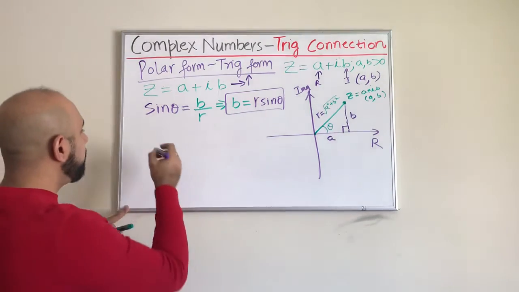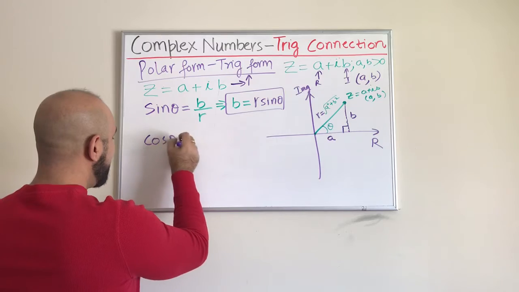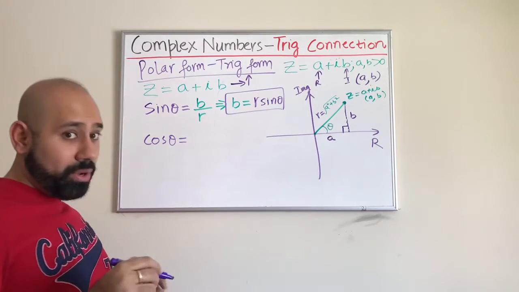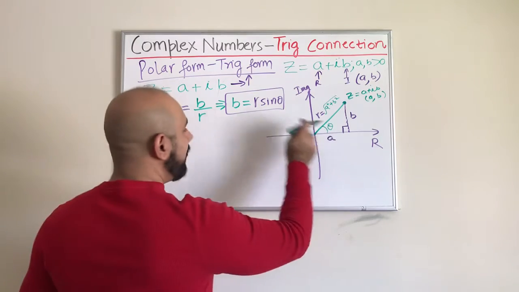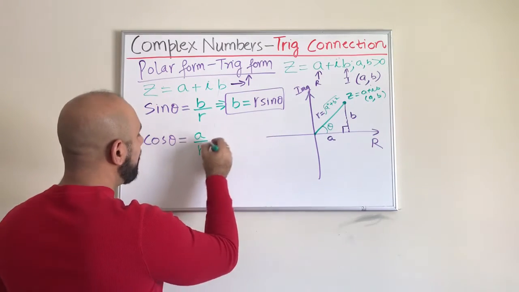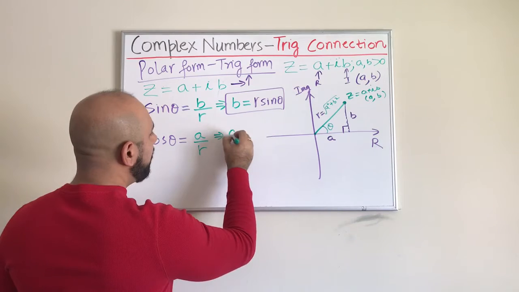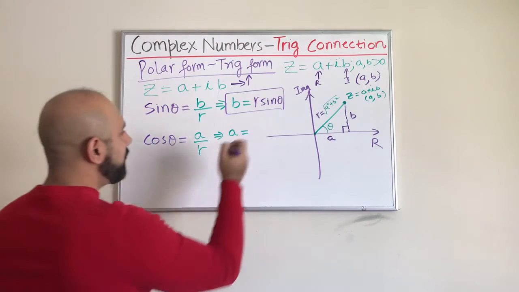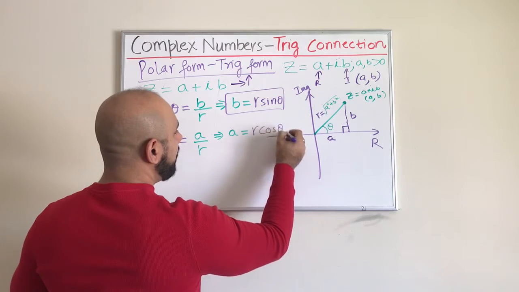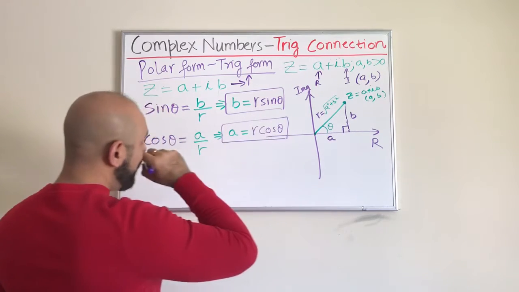Now let us go to the next trig function. The other basic trig function is the cosine theta, and we know cosine theta is the ratio of the adjacent over the hypotenuse. My adjacent here is a, and hypotenuse is r. If we cross multiply, we get a equals r times cosine of theta. That's good. Let us preserve this as well.